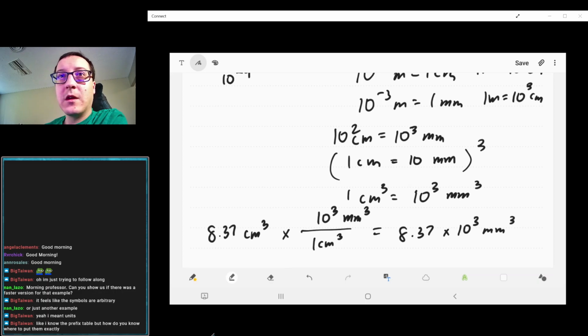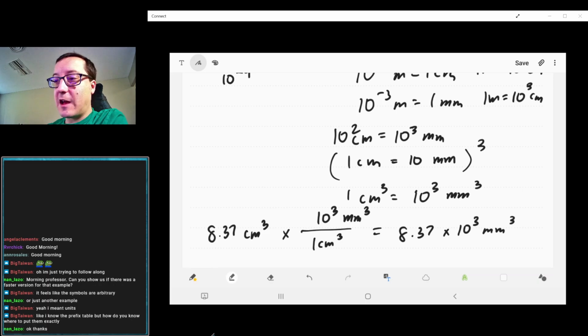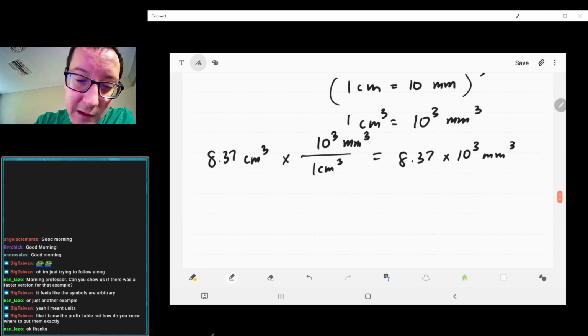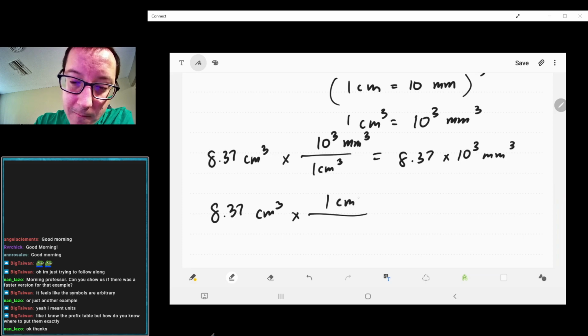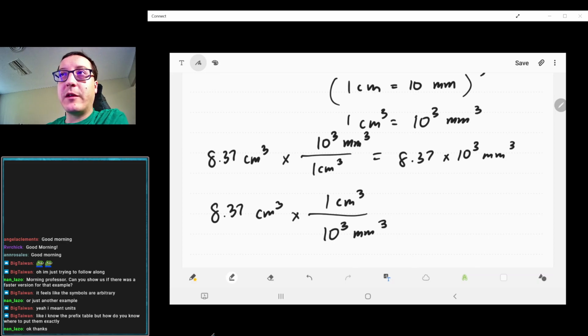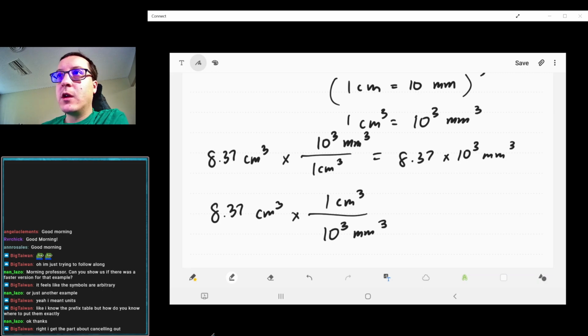Okay. How do you know where to put them exactly? Okay, that's kind of the main point here, right? You always want to place your units properly so that what you don't want cancels out and what you do want does not cancel out. For example, if we were to put it the other way around, if we were to do this thing, we would end up with some absolutely crazy unit.